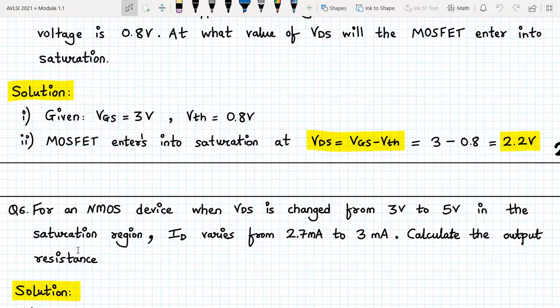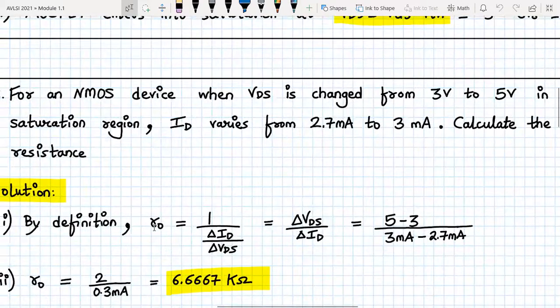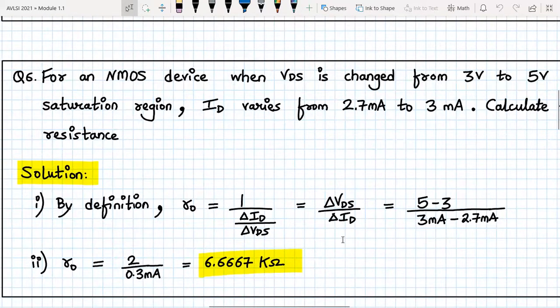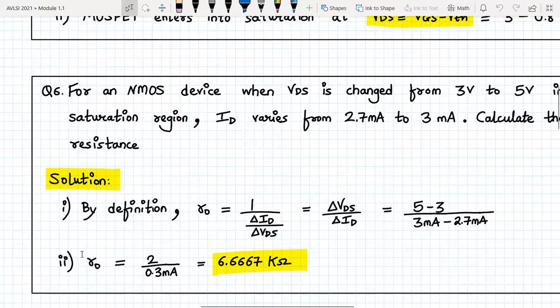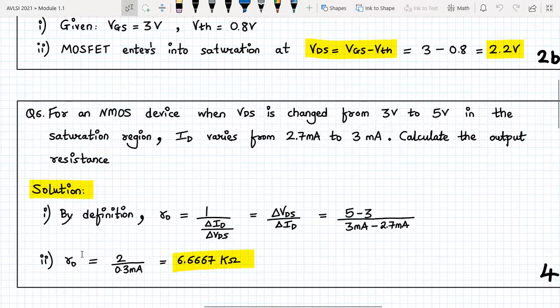How do you define RO? RO is defined as the slope of the output curve. I mean, 1 upon the slope of the output curve in the saturation region. So RO will be given by the formula delta VDS upon delta ID. Fine. So what is delta VDS? 5 minus 3 volt, and delta ID is 3 milliampere minus 2.7 milliampere. So it will be 2 divided by 0.3 milliamperes, and that will give us the value of RO as 6.6667 kilo ohms. So that's how we calculate the value of RO in the traditional manner. I will keep it there for a few seconds and then I'll move on to the next topic.